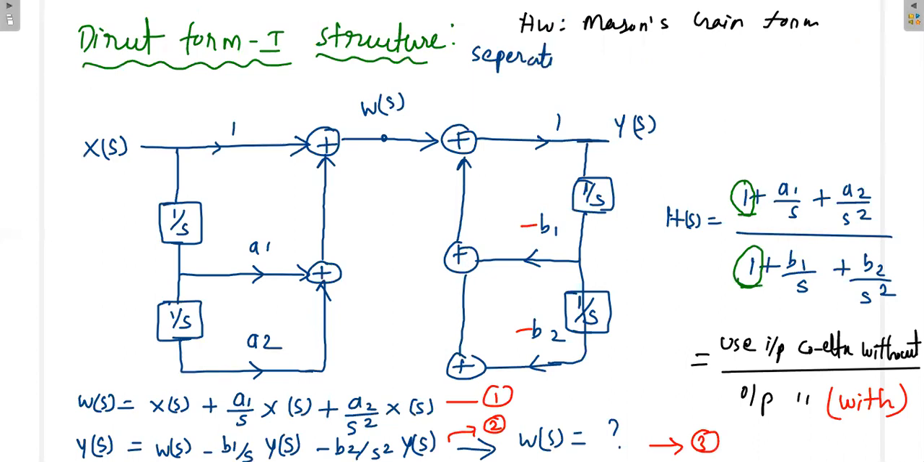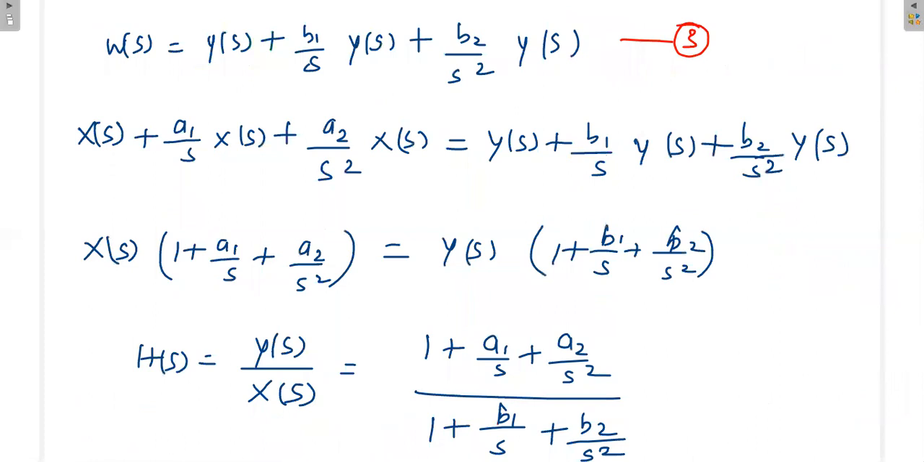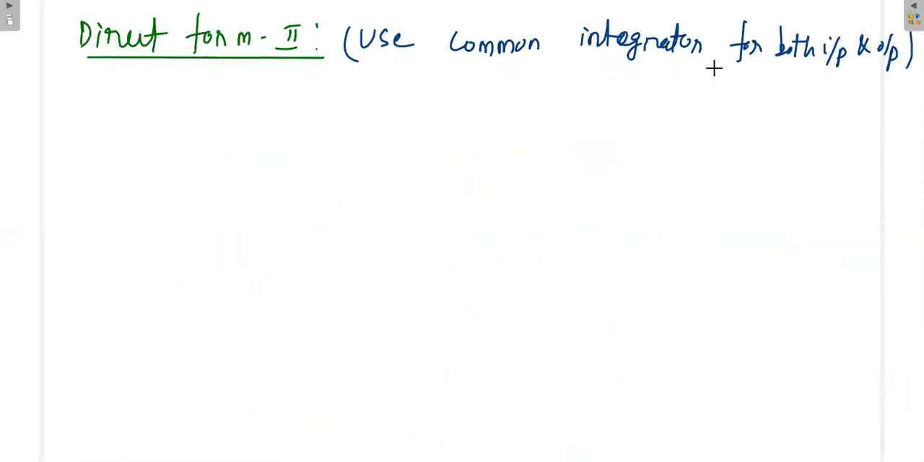for input and a separate integrator for output in direct form 1. In case of direct form 2, we are using a common integrator for both input and output.